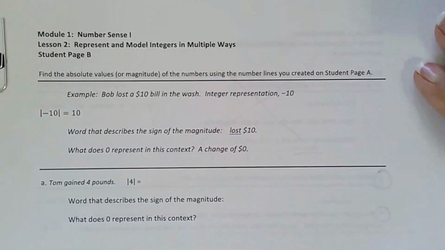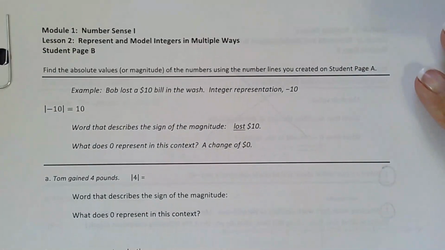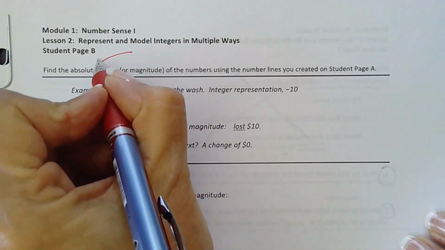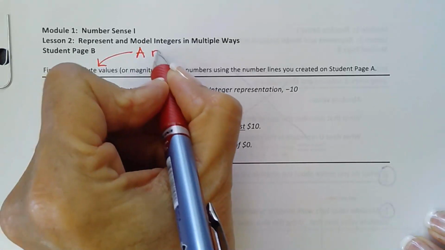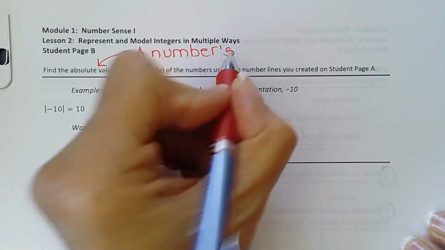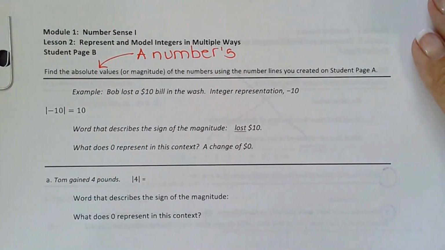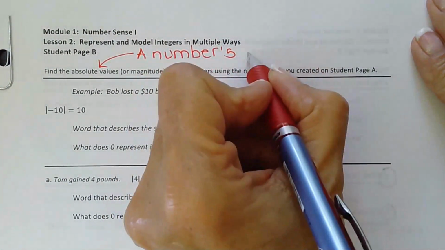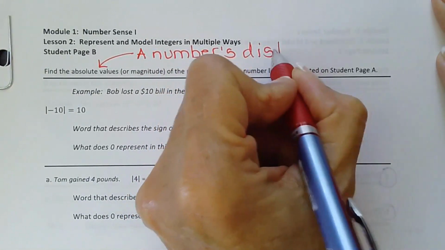Okay, so on this page, we're going to find the absolute value, which is also called magnitude or length of numbers using the number line. So absolute value, the definition is a number's distance from 0. And that's what magnitude is, the length or the distance of something. A number's distance from 0.